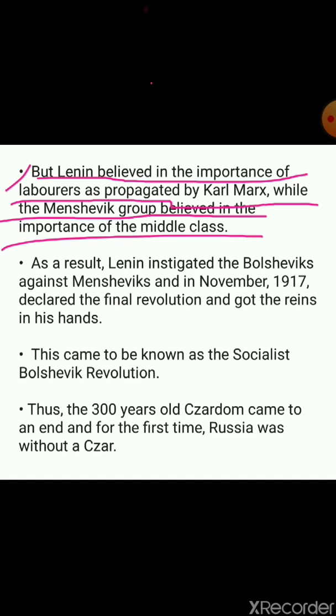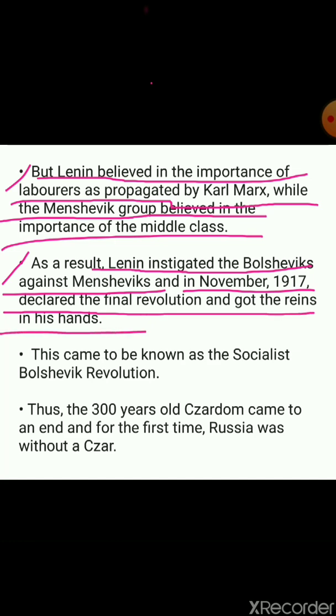On one side, Lenin was thinking to propagate the laborers. On the other side, the Menshevik group, that is Kerensky, was giving importance to the middle class. As a result, Lenin instigated the Bolsheviks against the Mensheviks. Instigated over here means started. And in November 1917 he declared a final revolution and got the reign in his hand.